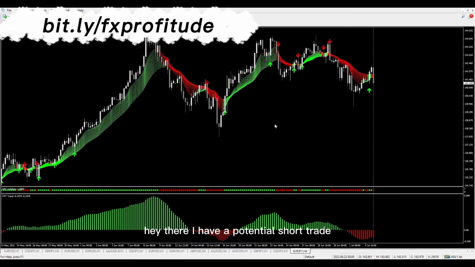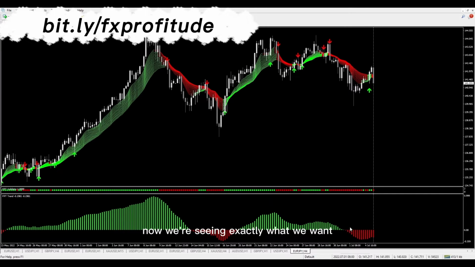Hey there, I have a potential short trade on the Euro Japanese yen. This is the 4-hour time frame. The array is moving down. It's red and has a nice separation to it. Now, during this time, the validator dots are also red and the trend indicator is red as well.